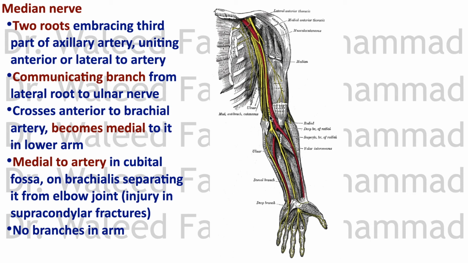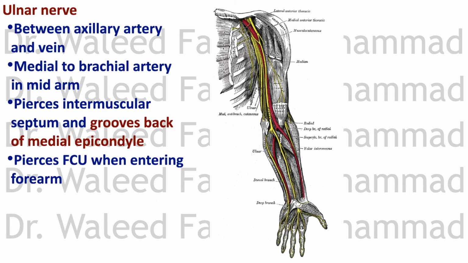In supracondylar fractures, or fracture of the middle portion of the lower end of the humerus, the median nerve will be affected. It gives a condition called the ape hand. We will study it in the hand.